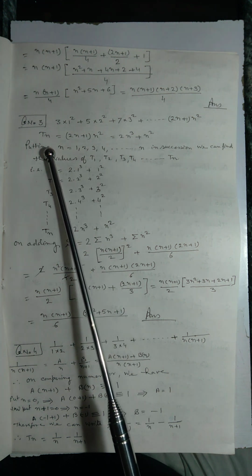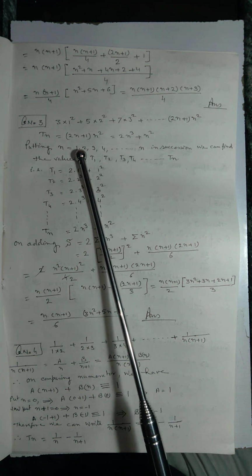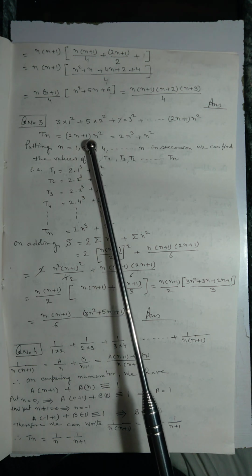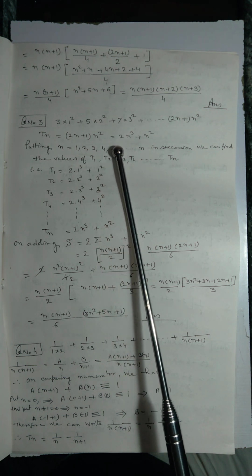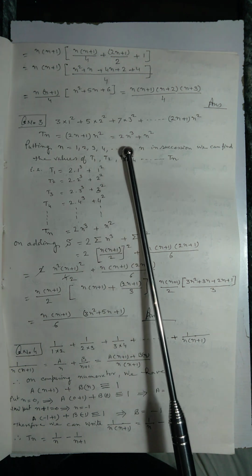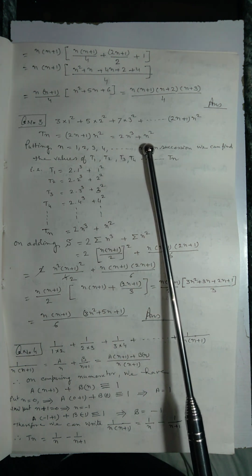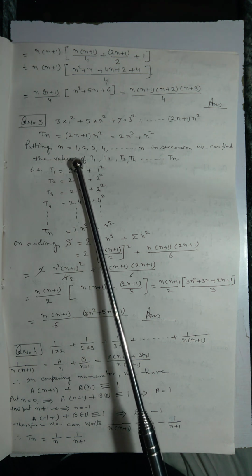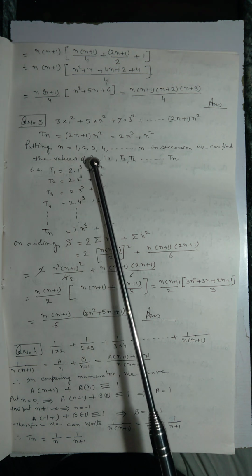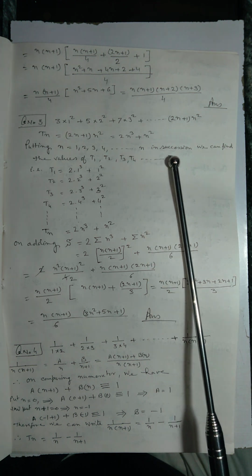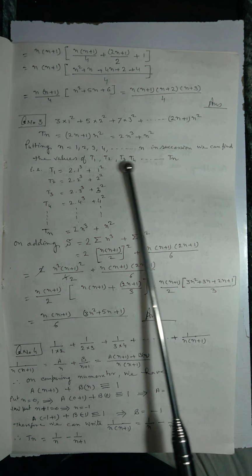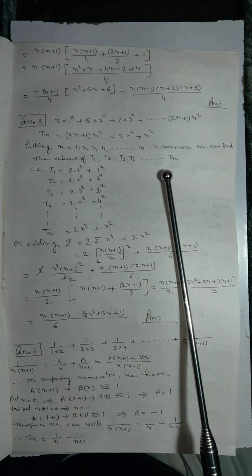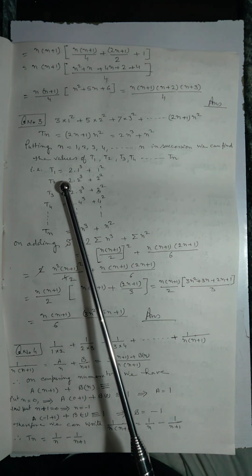Now the nth term is written like this, 2n plus 1 inside the bracket and n square. So just multiply it, you will get 2n cube plus n square. Now putting the value of n, that is 1, 2, 3, 4 up to n in succession, we can find the values of T1, T2, T3, T4 and Tn.